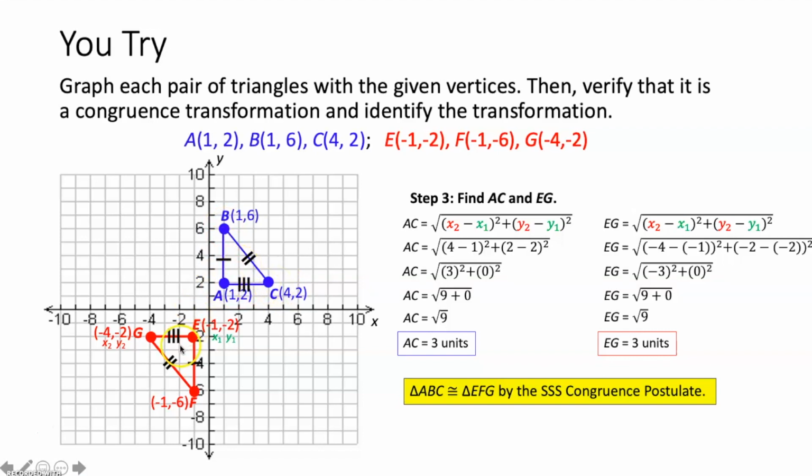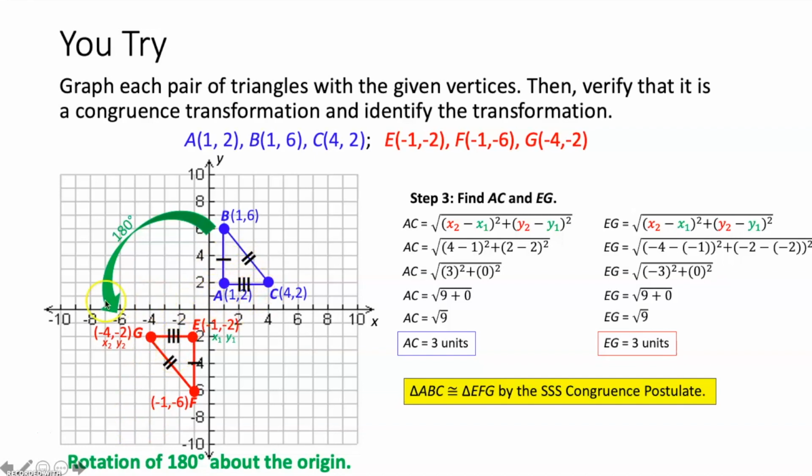Since we have proven these two triangles are congruent, we know this must be a congruence transformation to go from this blue pre-image to our red image. What type of congruence transformation? Well, it looks like we could just rotate triangle ABC 180 degrees about the origin, and we would end up with triangle EFG down here. So a rotation of 180 degrees about the origin would get you from your pre-image to your image.